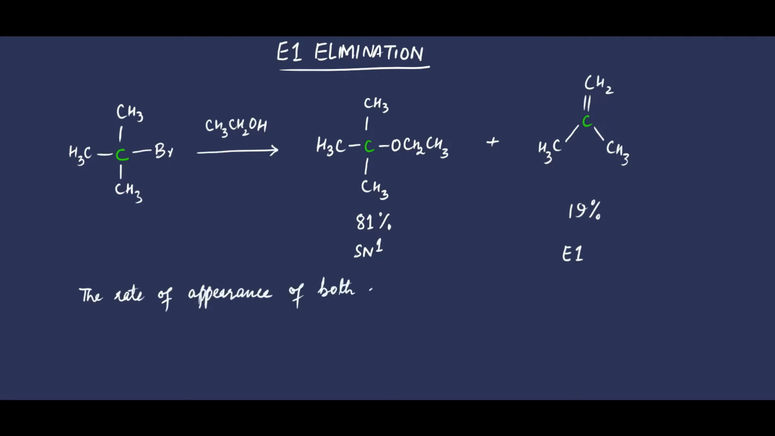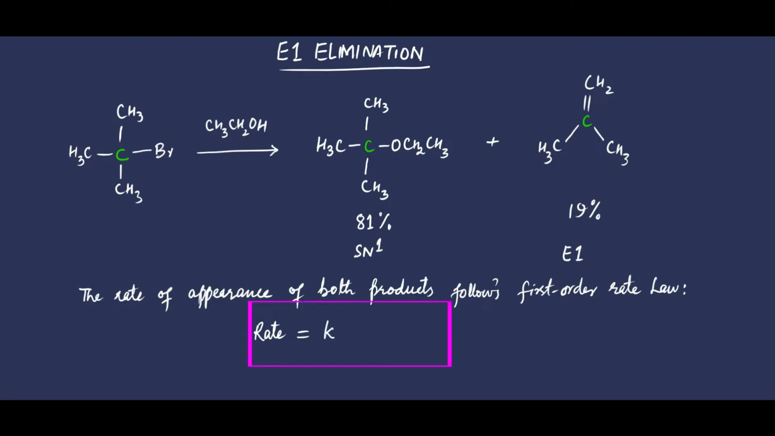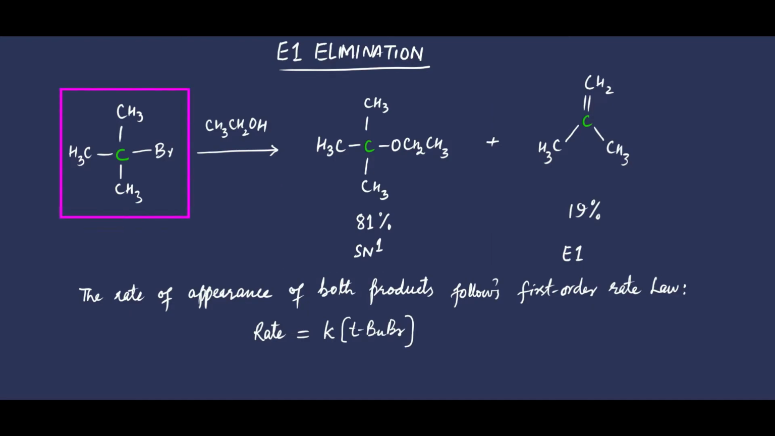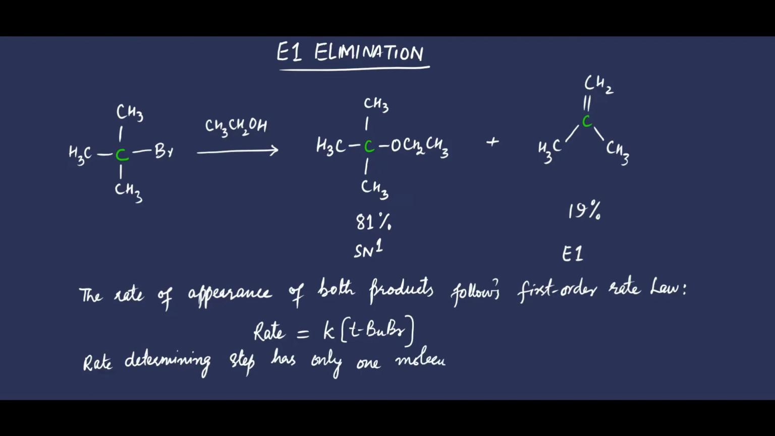Because the rate of appearance of both products follows a first-order rate law. Rate equals k times tertiary butyl substrate. It is easy to recognize that the substitution product is formed by an SN1 mechanism, because the starting alkyl bromide is tertiary. Because the elimination reaction follows the same rate law, its rate-determining step, like that of the SN1 reaction, must also involve only a molecule of tertiary butyl bromide. Therefore, the elimination reaction is described as unimolecular elimination or E1.